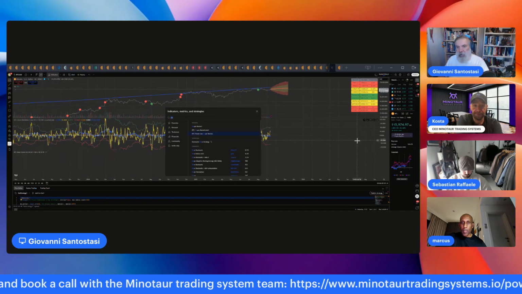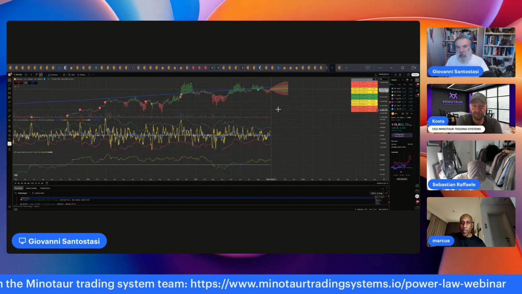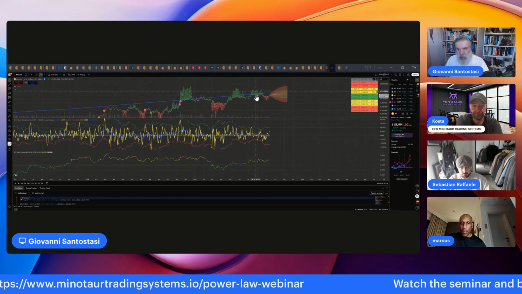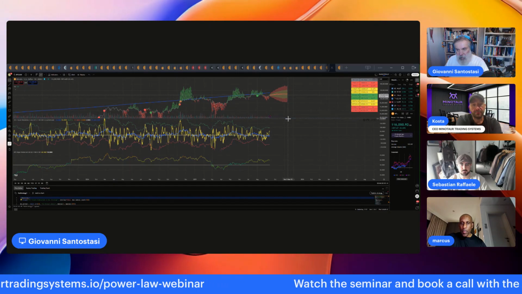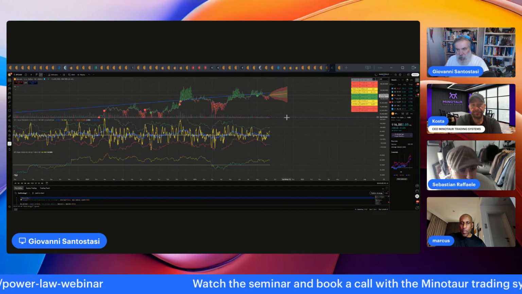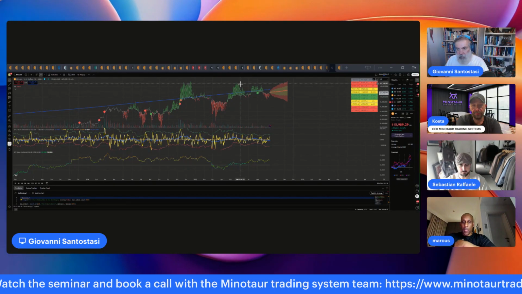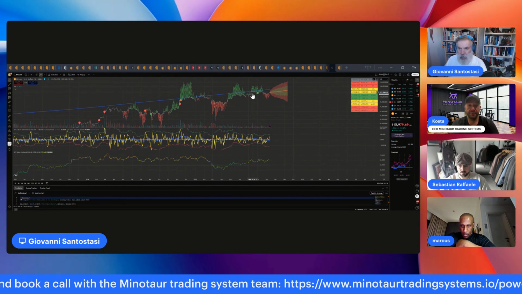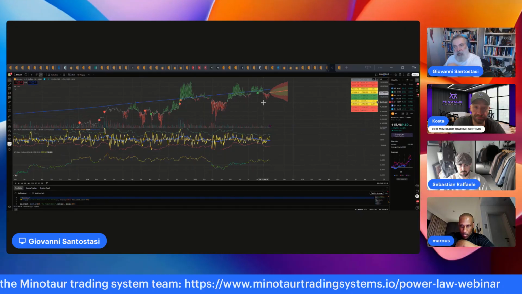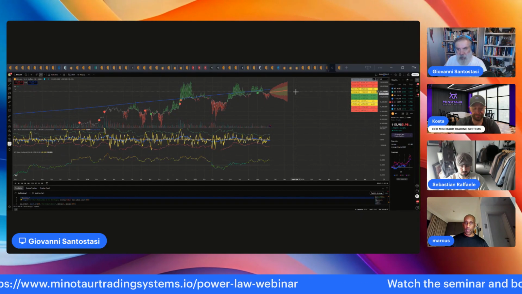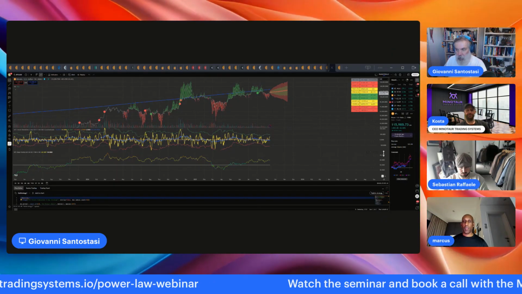They look like this. So these are daily power laws. What you're seeing here, these green and red vectors. When it's green, it means they are steeper than the power law. When they are red, they are slower than the power law. But on average, they follow the power law. The mean is the power law.